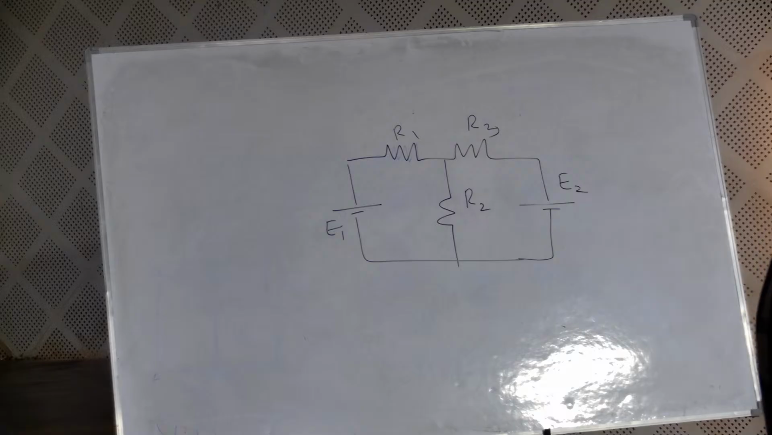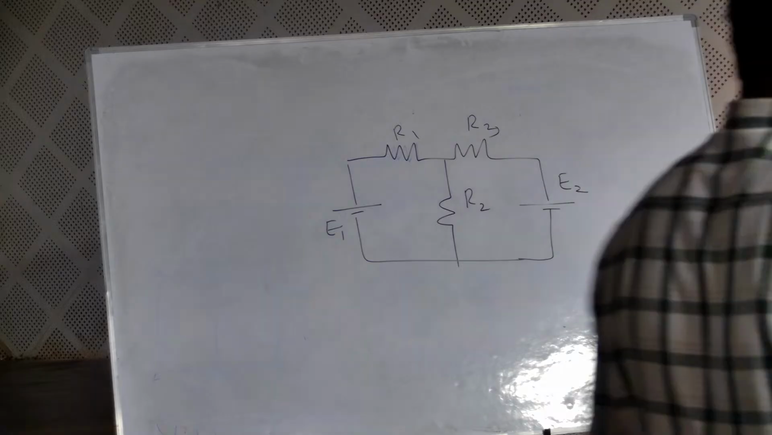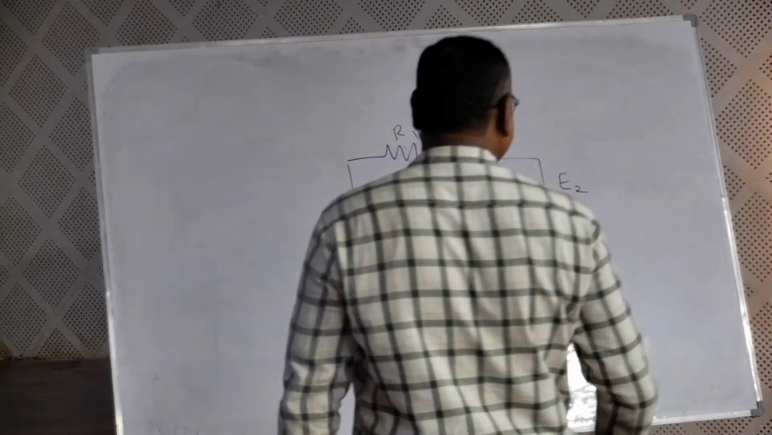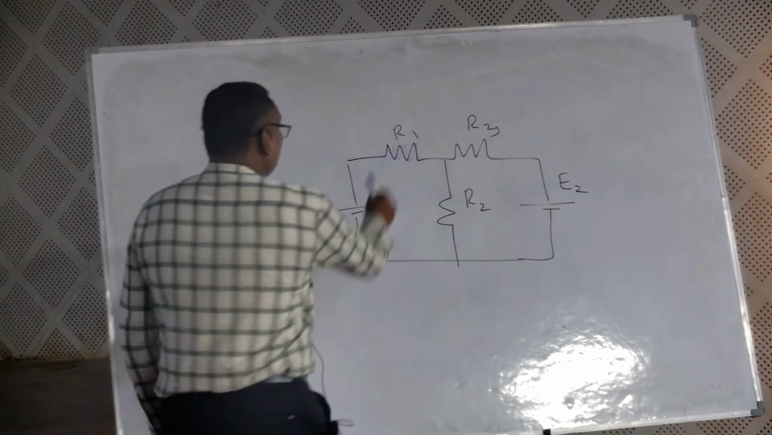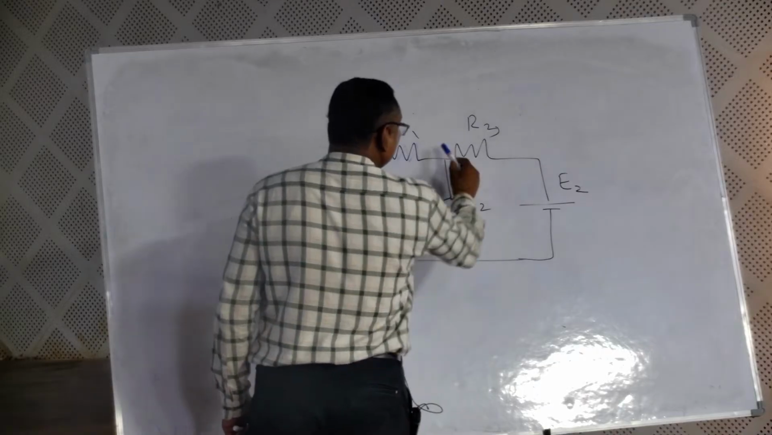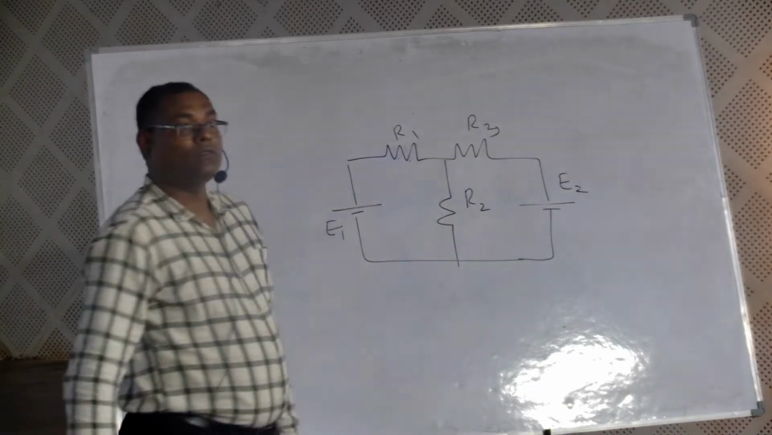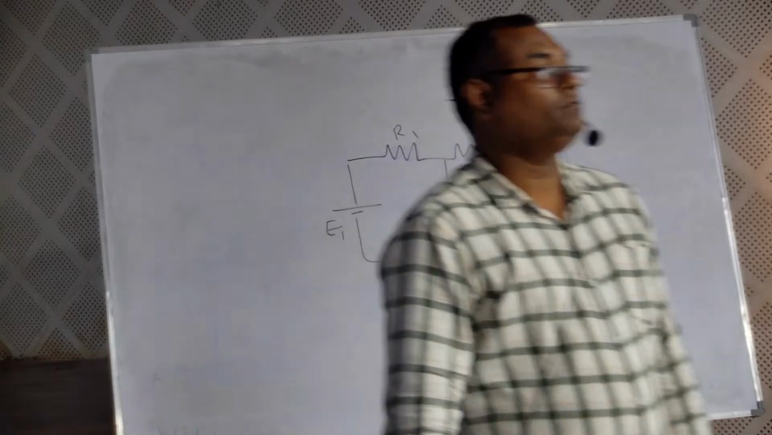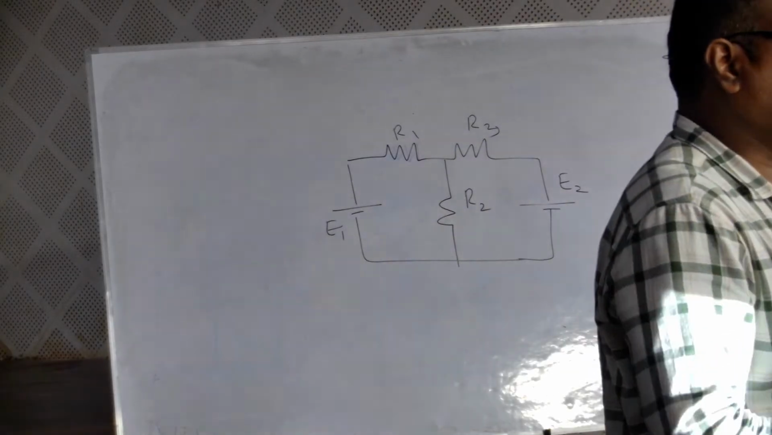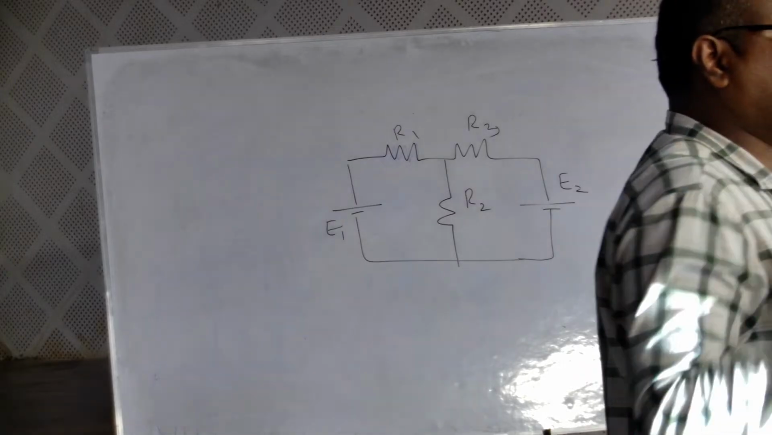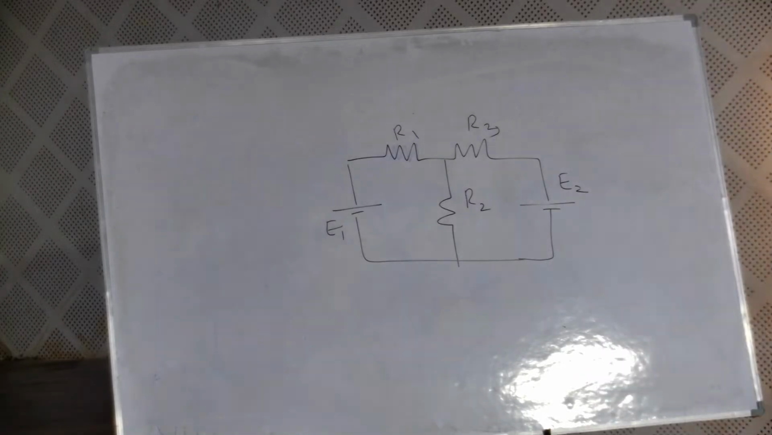How many branches are there for the given circuit? 3: 1, 2, 3. When 2 batteries are on and the bulbs are glowing, I want the current through the branches. This is a 10 marks question. I need the current through the branches.